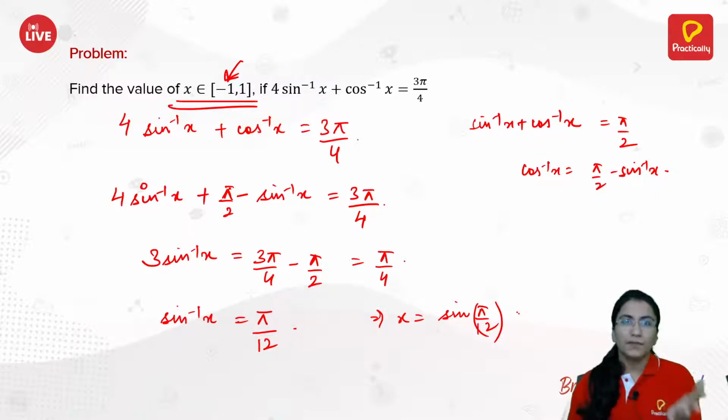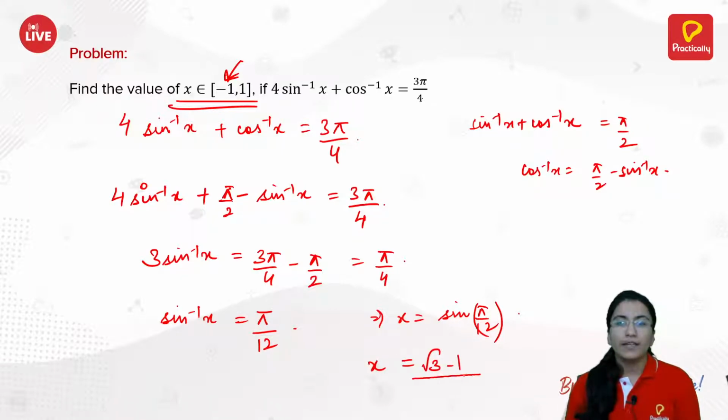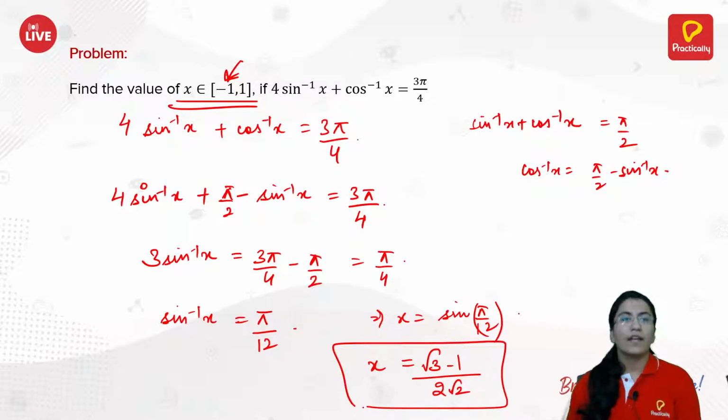Pi by 12 is 15 degrees. So I already told you to remember the value of sine 15, sine 75, cos 15, cos 75. They are used more often in all the examinations. So this value of x will be (root 3 minus 1) by 2 root 2. This is the required value. Okay.